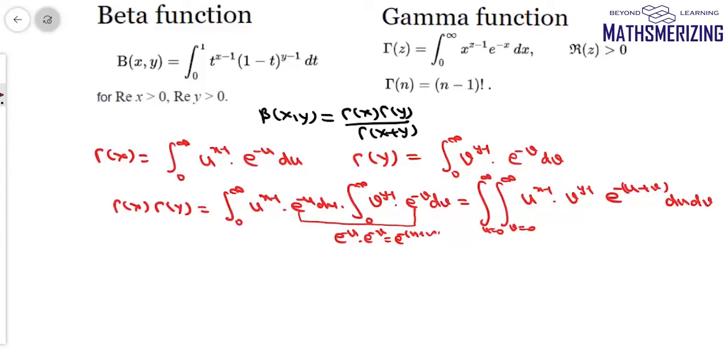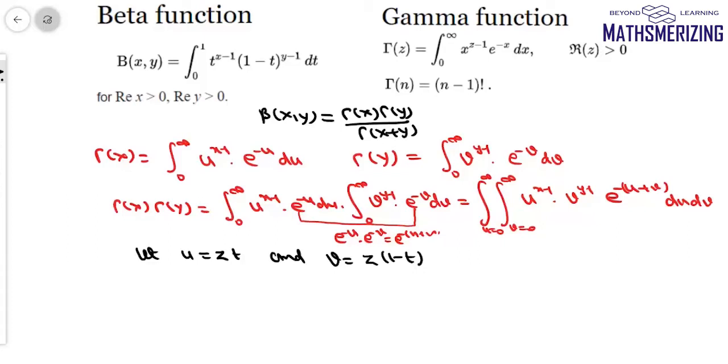Now we'll solve this double integral using substitution. So what I'll do is I'll let u as zt and I'll let v as z into (1 minus t). Now because we are using this substitution, we need to find the Jacobian determinant. We have already done a video on the Jacobian determinant.